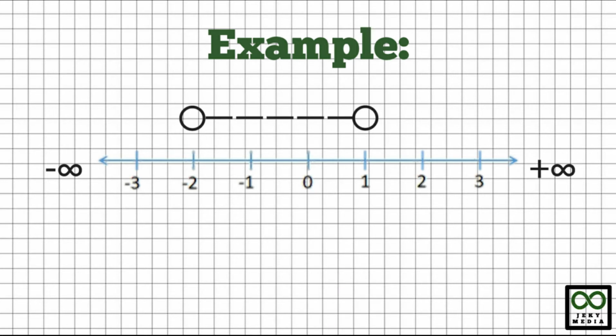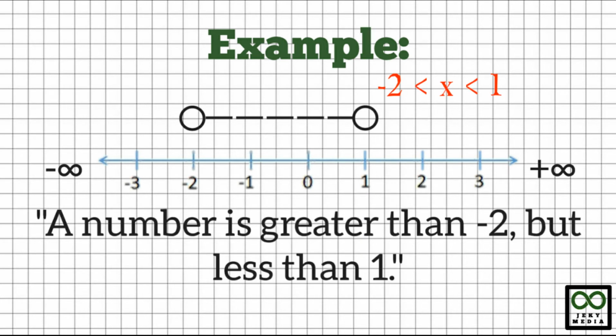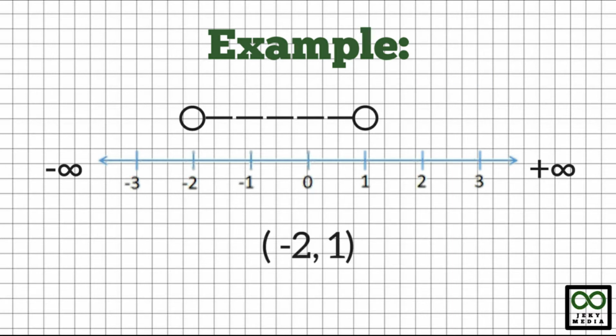In the next example, we have open circles at -2 and +1. The inequality is read as: a number is greater than -2, but less than 1. Translating to interval notation, we will use parenthesis on both sides of the solution set. Open parenthesis, -2, +1, and closed parenthesis.